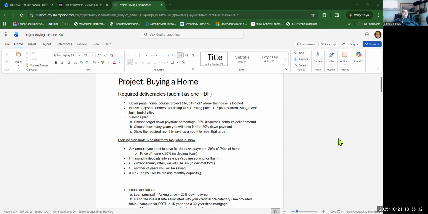Create a cover page basically of your name, the course, the project title. You can name it whatever you want. City, zip code where the house is located. Number 2 is house snapshot.